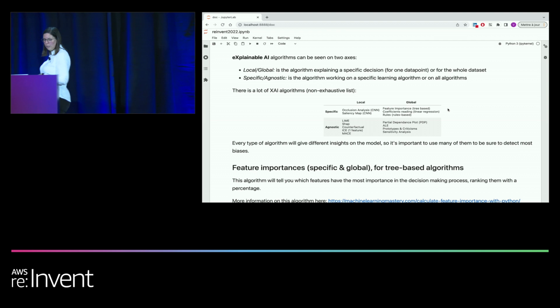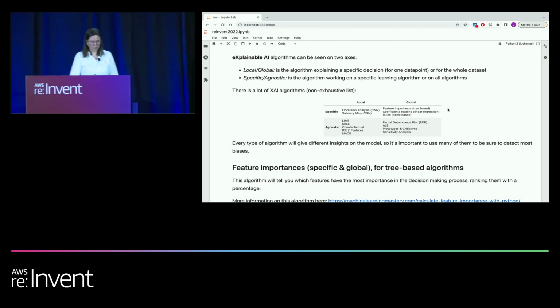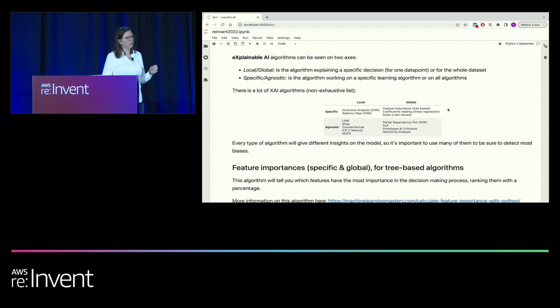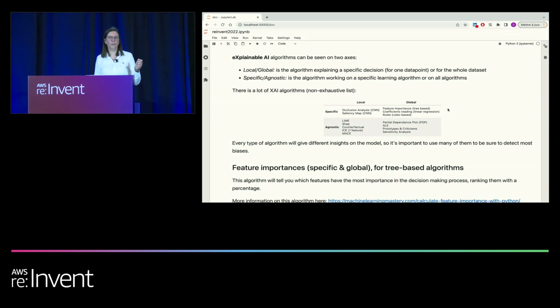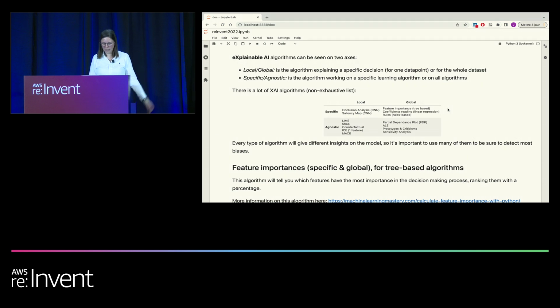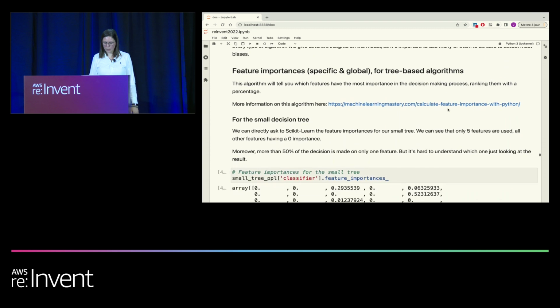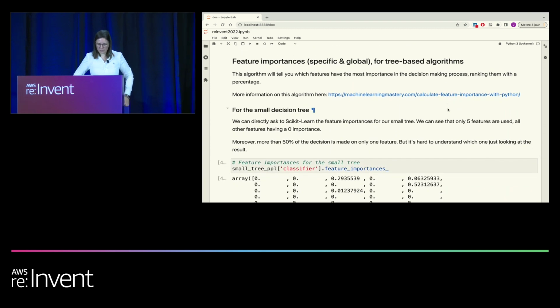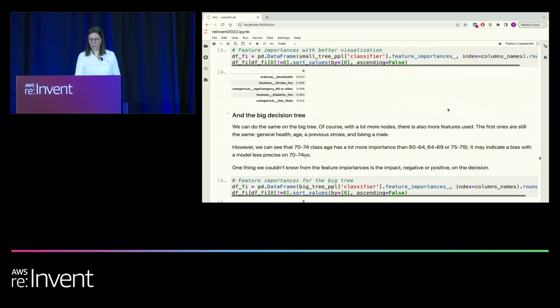There is another classification between specific and agnostic. Specific algorithms work only for one type of model, and agnostic algorithms work for every model that you can find. And so we will use some of them. For example, you can use feature importances. It is specific only to decision trees or algorithms based on trees, and it is global for the whole population. And you can see what is important for your model.